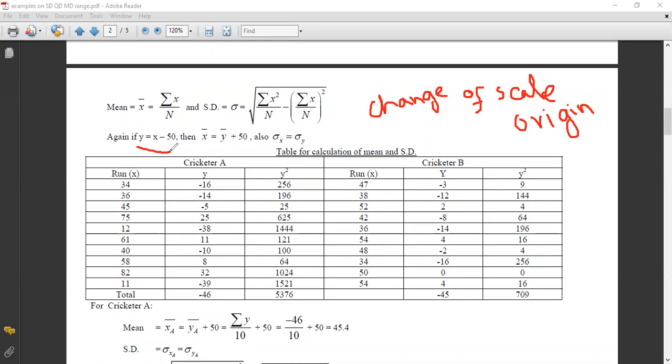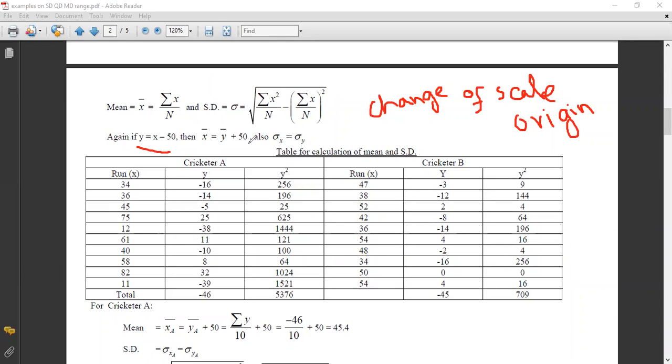Change of scale or change of origin, basically we use to minimize the calculation in the table calculation. I repeat, change of scale or change of origin we actually use to minimize the calculation part.